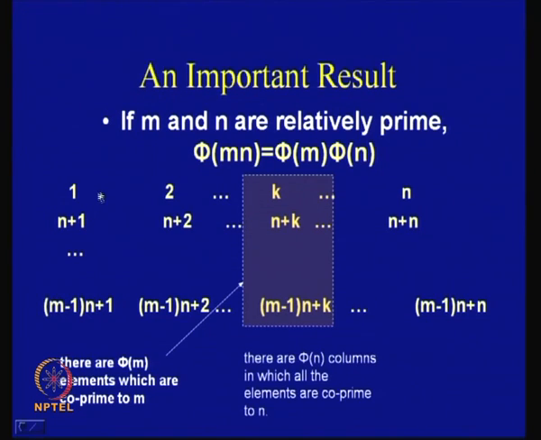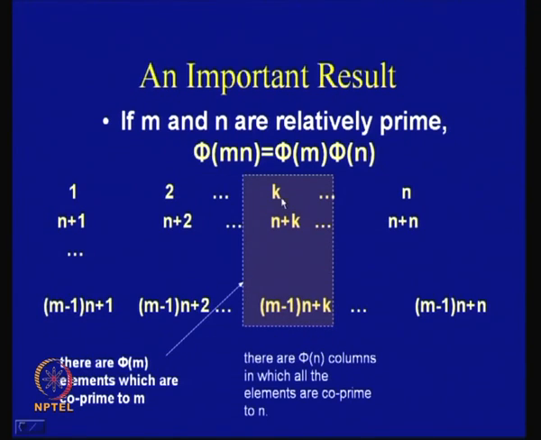So first of all, let us see the columns. Let us try to find the numbers which are co-prime to n. So you see how the numbers are noted down. If you just observe a particular column, you will see that the numbers are like k, n plus k, and so on till m minus 1 into n plus k.